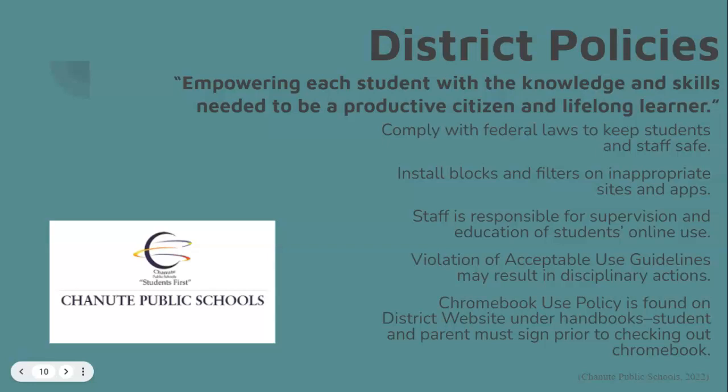It is important that each one of us as educators familiarize ourselves with the Chromebook use policy that is found on the district website under handbooks. Students and parents must sign this prior to checking out their Chromebook. This is a very lengthy policy. It's about 11 pages. It is important that as educators, we are familiarizing ourselves with each piece of this, as it is our responsibility to supervise and educate our students with their online use within our classrooms and our school buildings. So I would suggest that you go back to the district website and look over this policy.